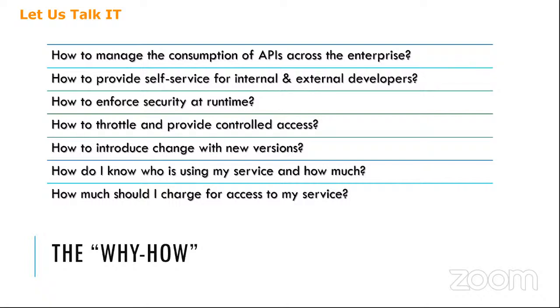How do I manage the consumption of an API across my enterprise? You have a huge enterprise, or you could be a small, medium, or large enterprise. So when you have so many APIs that your API developers are developing every day or every sprint, how do you manage that they're being consumed by the right person? And how do you provide self-service to internal and external developers?